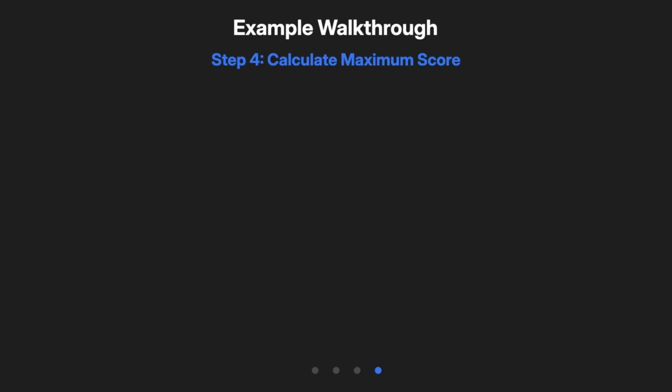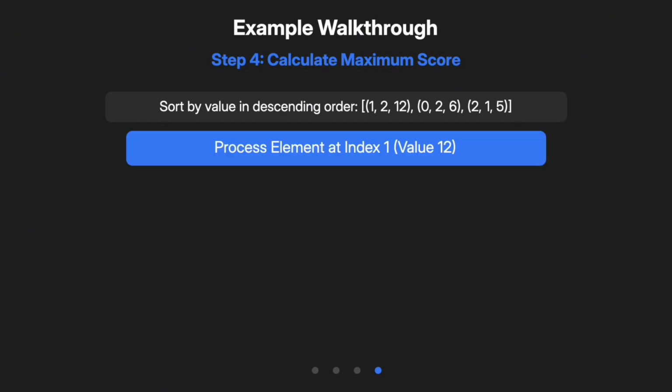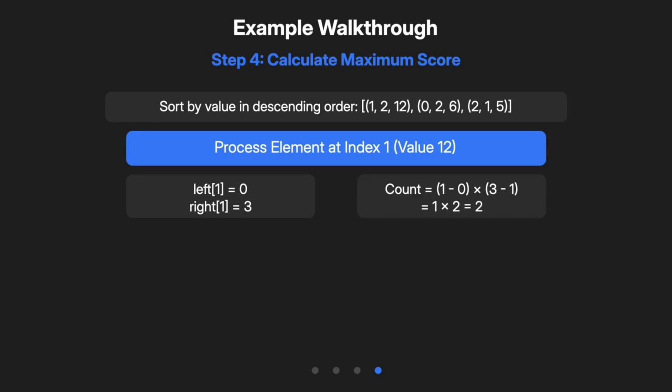In step 4, we first sort by value in descending order, giving us 12, 2, 1. Then we process the element with the highest value, which is at index 1 with value 12. Using the boundaries we found earlier, left[1] equals 0 and right[1] equals 3, we calculate the count as (1 minus 0) times (3 minus 1) equals 1 times 2 equals 2.